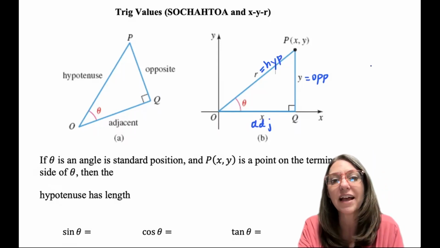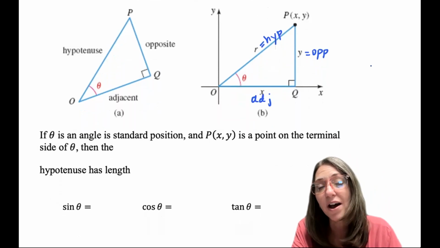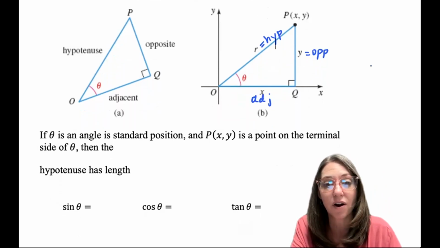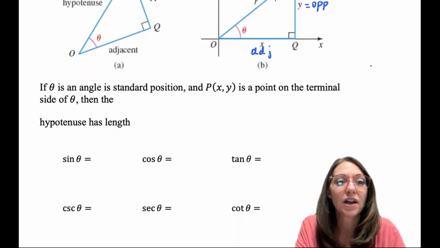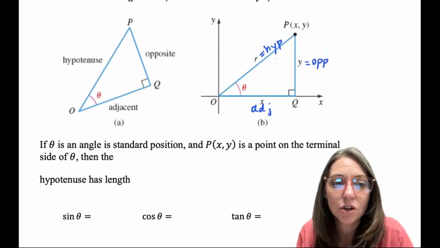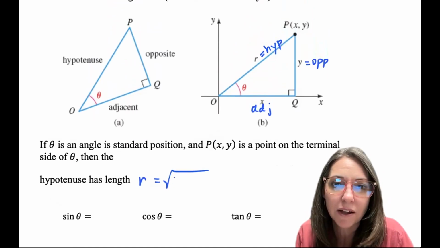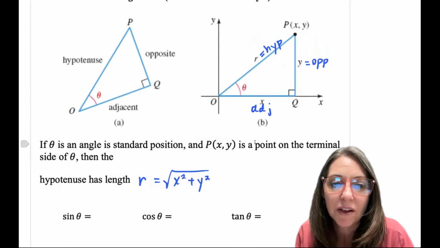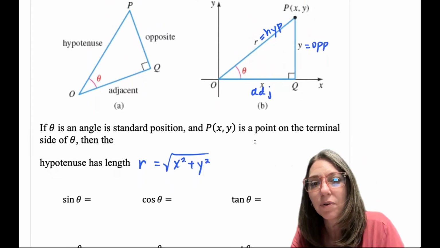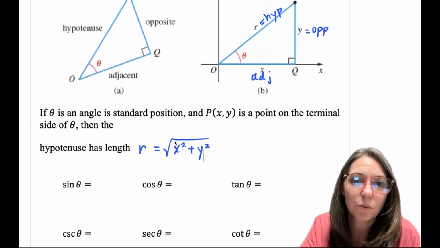So we're going to relabel the trig ratios that you may know from SOHCAHTOA in terms of x, y, and r. If theta is an angle in standard position, that's the point x, y that I showed right there. It's on the terminal side of theta. Then the hypotenuse has length r. Just for reference, notice that by the Pythagorean theorem, that is the square root of x squared plus y squared. Now let's relabel these trig ratios in terms of x, y, and r.